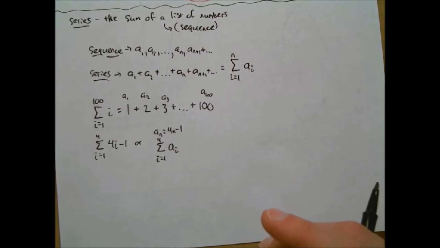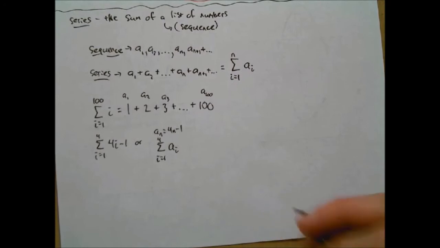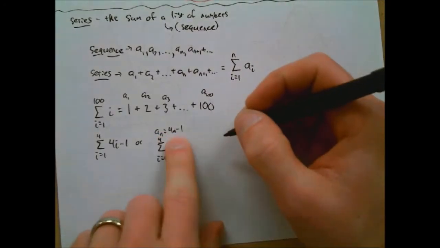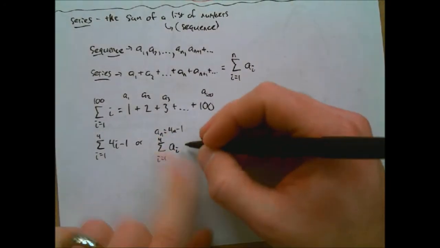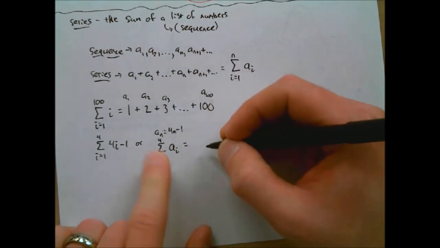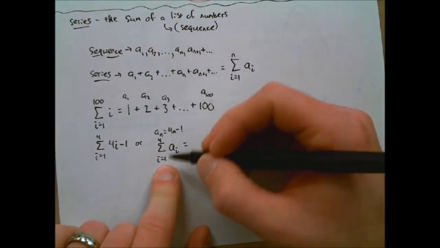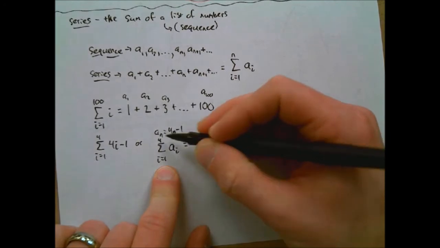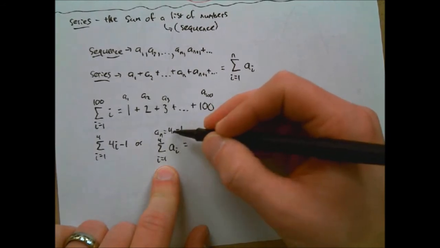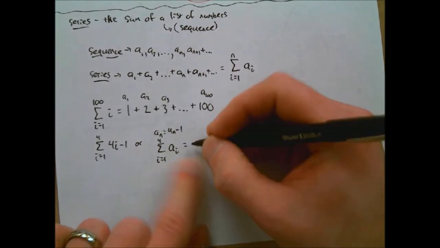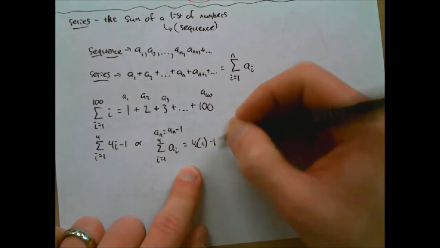So what would this look like? Again, if our sequence is 4n minus 1, but we're going to be adding up those terms, the first term is i equals 1. So 1 would go in for the i. 4 times 1, and I can write it out here: 4 times 1 minus 1. That's my first term.